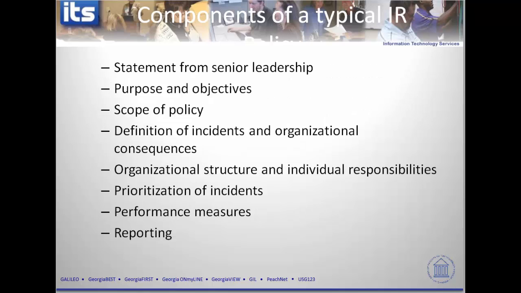Let's look at the components now. So this should look similar to what we talked about during the overview. Again, you want to have a statement from senior leadership. Why is this important? Talk about the purposes and objectives of this particular plan, what the scope of the policy is, what the incidents mean, and the consequences. That's where we're tying back to that business impact analysis. What's the structure of people and individual responsibilities associated? And what I typically do at this point is list out each position and then start each bullet underneath that position with a verb that says this is what that person has to do.